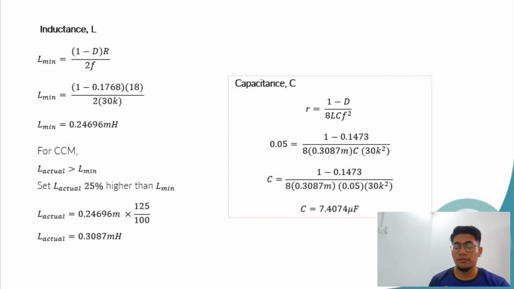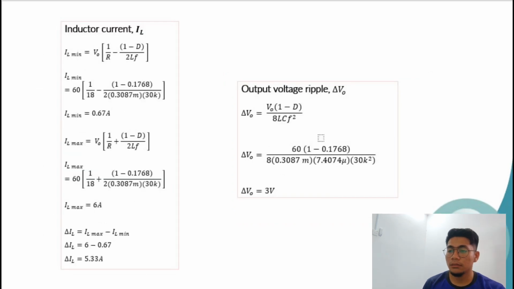For the capacitance, we just rearrange the formula of ripple and we get the value of capacitance 7.4074 microfarad. For inductance current, we use the formula V out multiplied by (1 over R minus (1 minus D) divided by 2LF), and we get the inductance current mean 0.67 ampere. And for the inductance current max, we get 6 ampere.